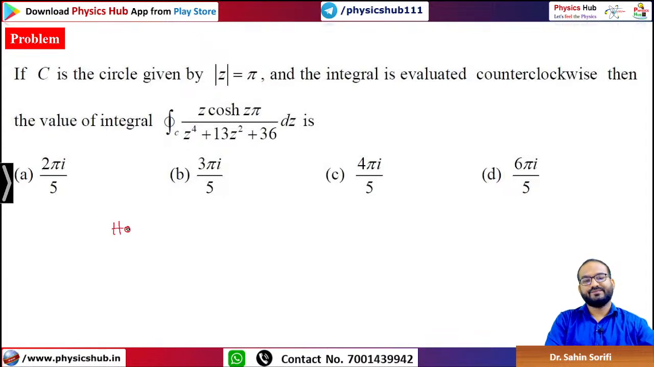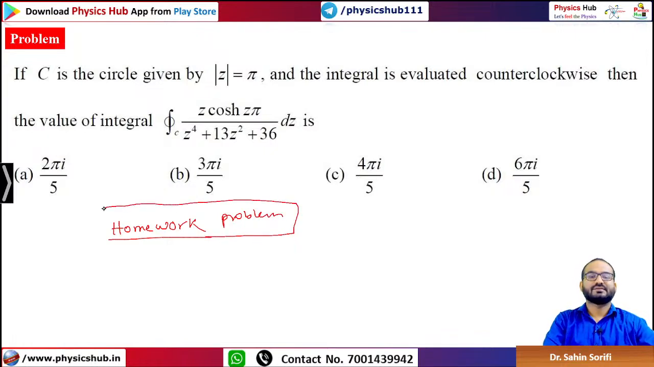So you will take time and try it at home. Take this as a homework problem. Four roots will be there, and all the four roots will lie inside the contour. You can factorize this: z square plus 4 into z square plus 9 will come. You will do it by yourself. So z will be plus minus 2i and plus minus 3i.